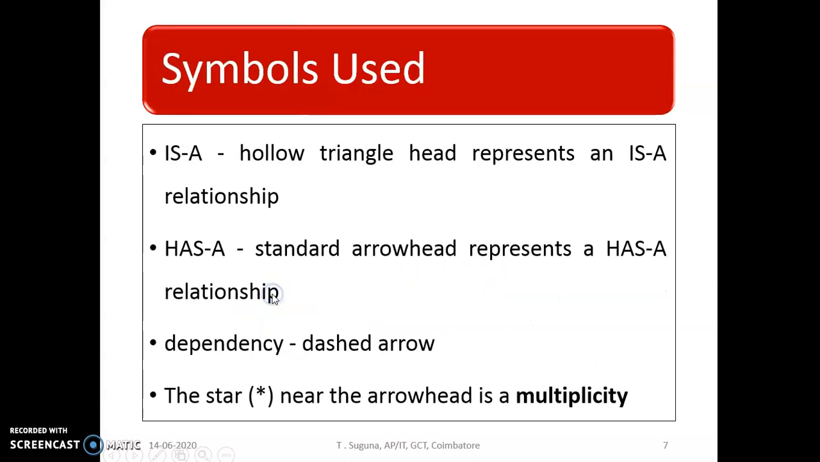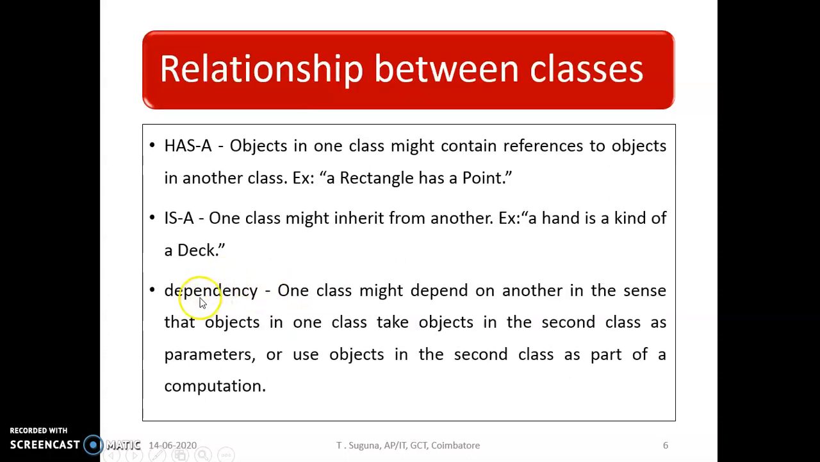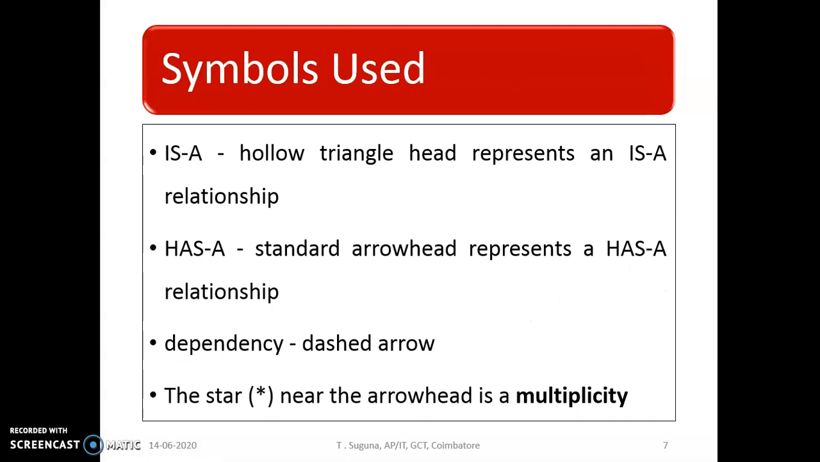Then the dependency. The relationship between two classes can be described using a dependency. One class might depend on another in the sense that objects in one class take objects in the second class as parameters, or use objects of one class as part of a computation. Now the symbols used. For the is-a relationship, a hollow triangle head is used. For the has-a relationship, a standard arrowhead is used. Dependency between classes is represented using a dashed arrow. The multiplicity in a relationship is specified using a star.